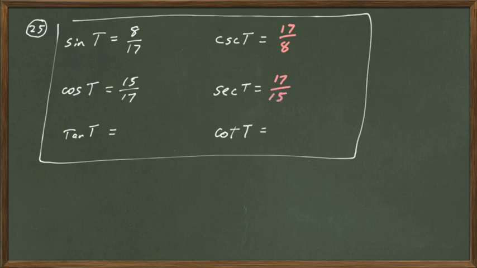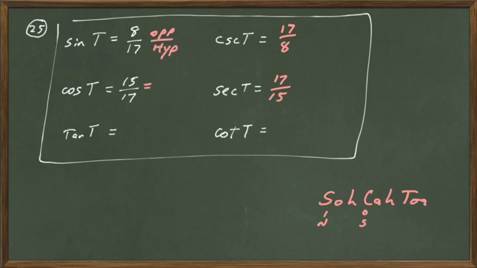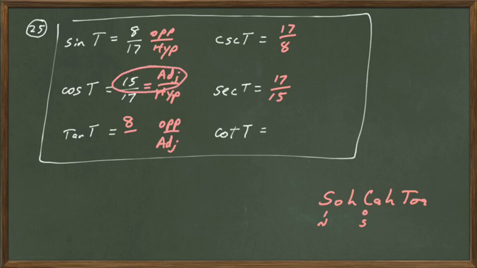Now, I don't know if you know this. SOHCAHTOA. Sine is opposite over hypotenuse. So this is opposite over hypotenuse, right? Cosine is adjacent over hypotenuse. And did you know that tangent would be what? Opposite over adjacent. So what's the opposite? 8. What's the adjacent? 15. And you do its reciprocal over here, so that'd be 15 over 8.